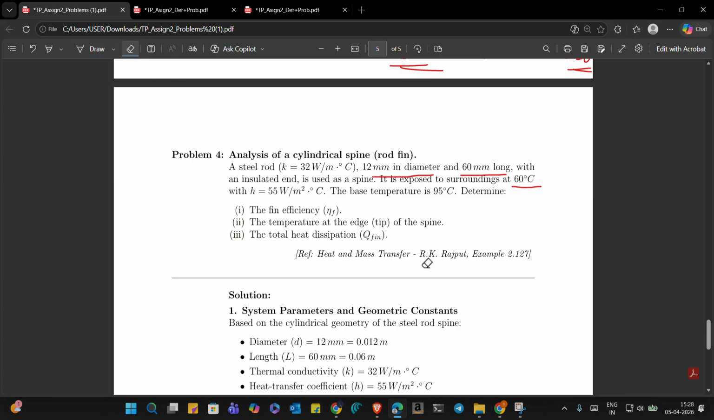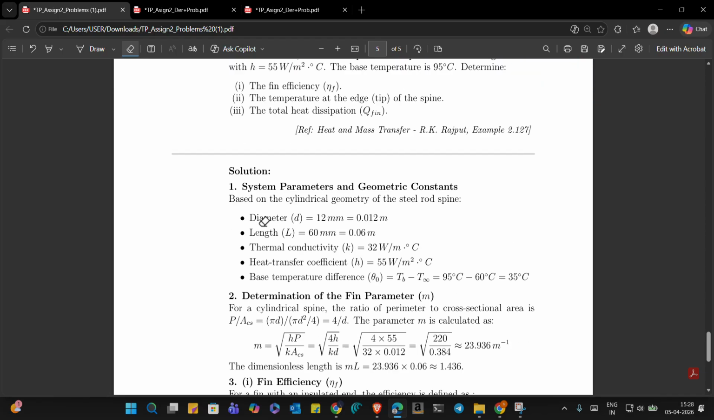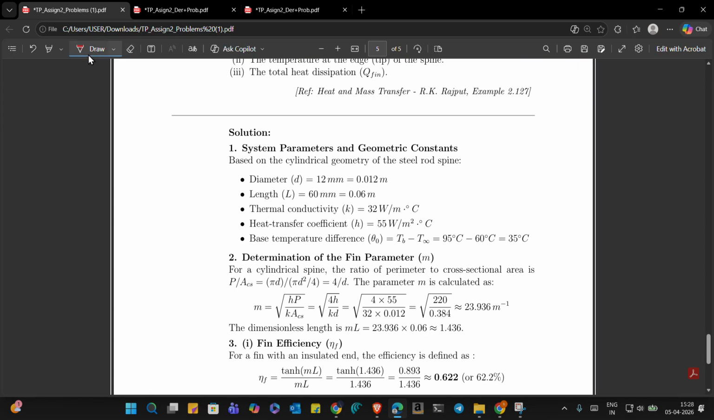So we are going to solve this question now. First of all, we are going to define what parameters we have. So we have the diameter of the fin, we have the length of the fin. This is all the given data. From the given data, we'll find theta naught as we did in the earlier questions.